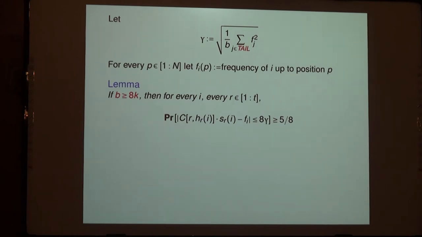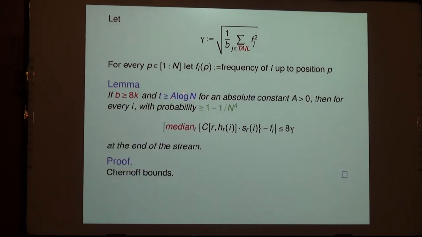Now standard median analysis gives us that if we take a logarithmic number of repetitions of our independent estimate, which is exactly what the logarithmic number of rows of the hash table are doing, the median is 8 gamma close, for this definition of gamma, to the actual true answer with high probability. We'll not do the proof, this is by Chernoff bounds. You take a logarithmic number of repetitions, the probability that each individual estimator fails is less than a half, so it's highly unlikely that the median estimator will be wrong.